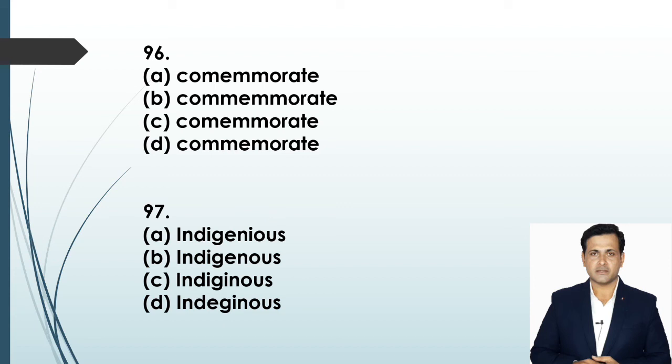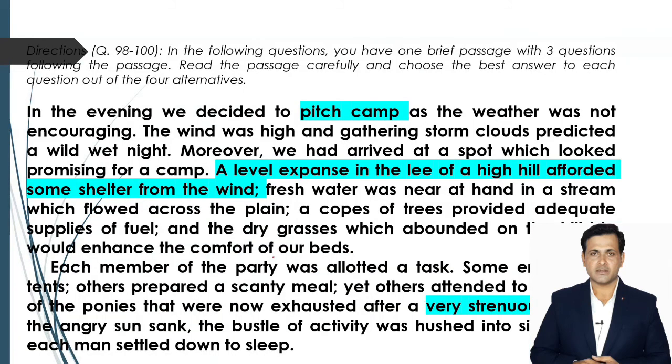Question 97, we have indigenous. The correct spelling for indigenous is I-n-d-i-g-e-n-o-u-s. Indigenous. Okay, next we have to answer questions based on a passage.